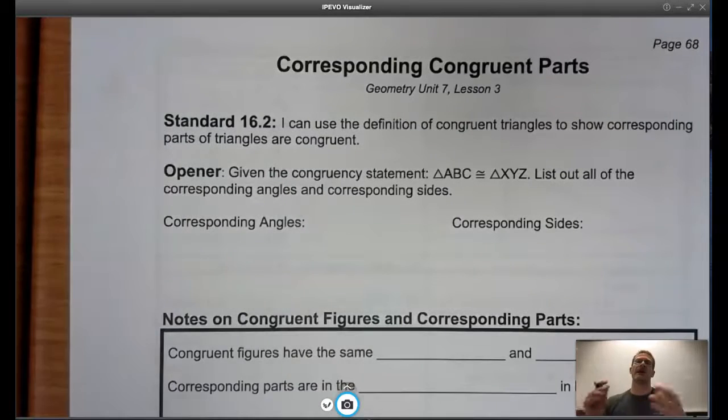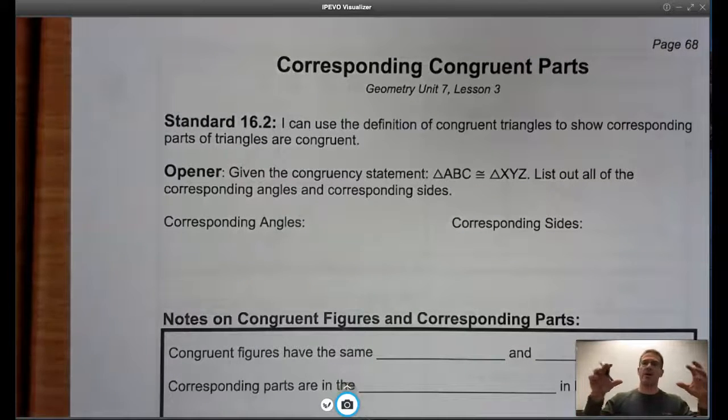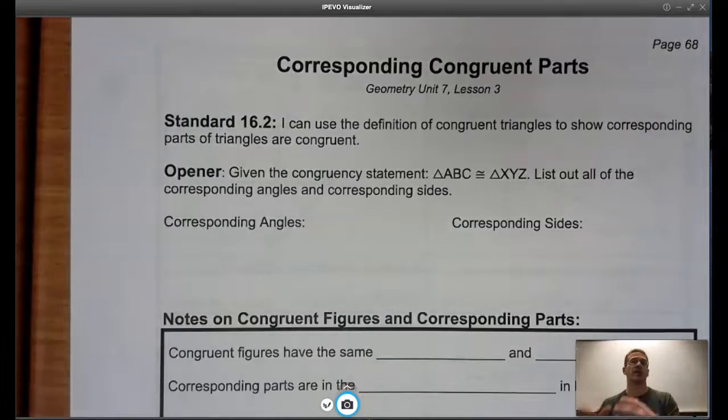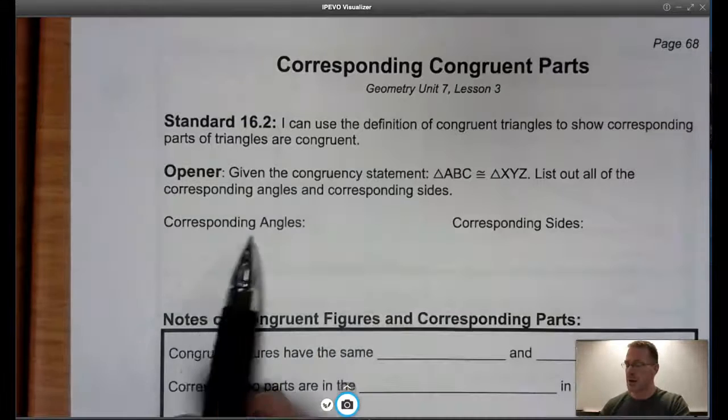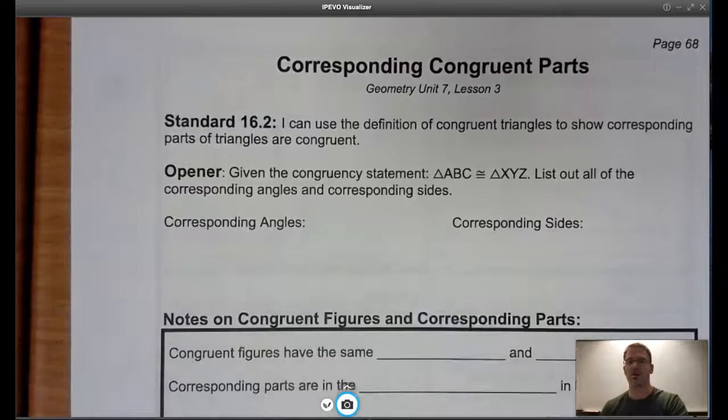Really the idea is that once we use our shortcuts to show that two triangles are congruent, what we then know is that all the other corresponding parts are also going to be congruent. So once we know the two triangles are congruent, we know all corresponding parts are congruent as well. If we go through the opener here, you can pause and, based on your congruency statement, list the corresponding angles and list the corresponding sides. Then flip it back on, and we'll see how you did.